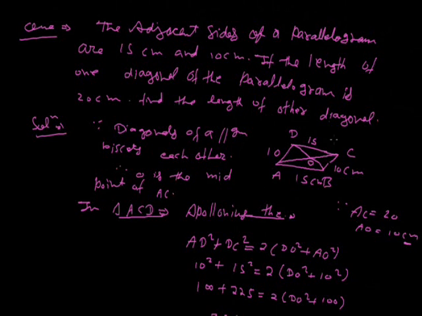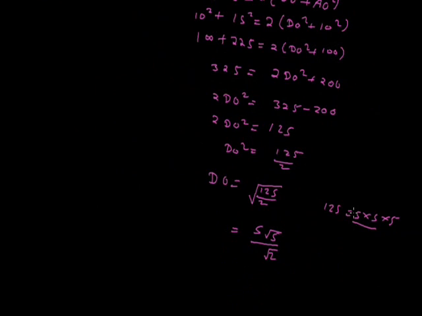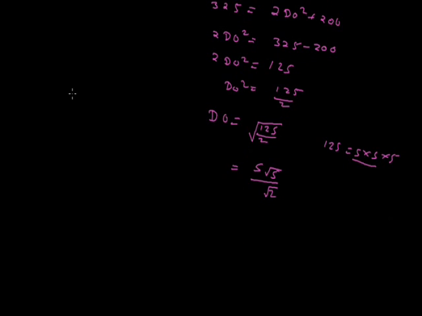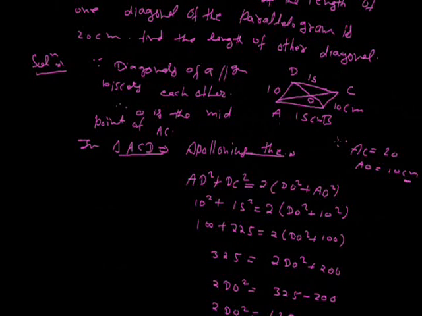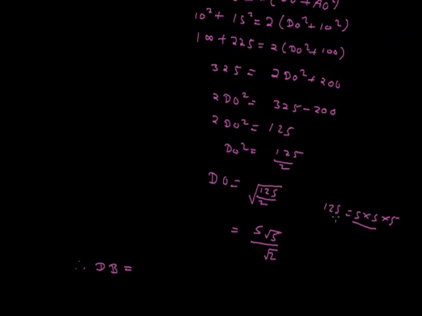We just need to find the length of the other diagonal. The other diagonal is DB, so we just need to find the value of DB. We know that O is the midpoint of BD, so DB is equal to 2 times DO, because O is the midpoint of DB.